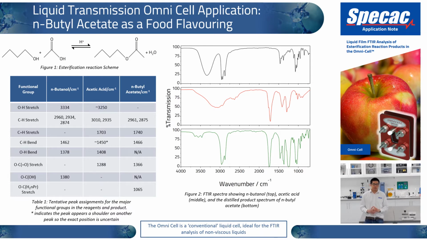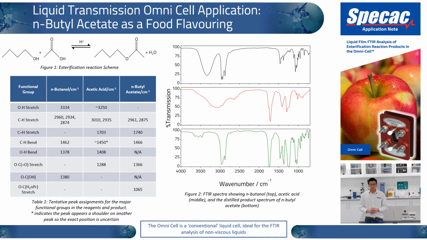In this particular application, we looked at the liquid analysis of food flavouring, an ester used as a food additive. You see the reaction scheme in figure 1, where it's a very basic nucleophilic substitution reaction of the butanol reacting with the acetic acid, and the acetic acid is then converted into an ester, which is a scent that you smell from red apples and various good smelling foods like pears and so on.